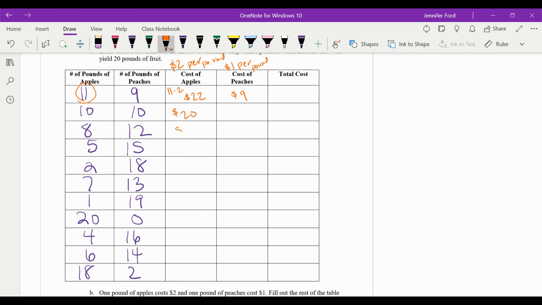10 times 2 is 20. 8 times 2 is 16. 10, 4, 14, 2, 48, 12, 36. These are just times 1, so 10. These are all dollars.